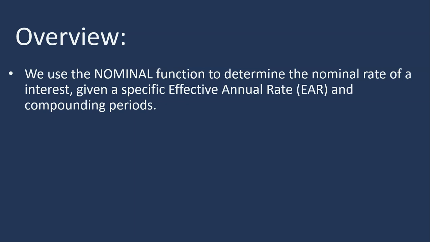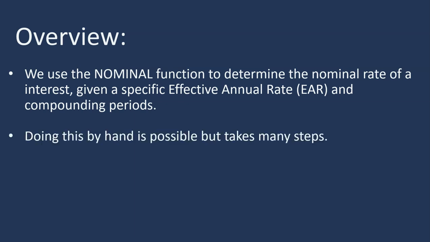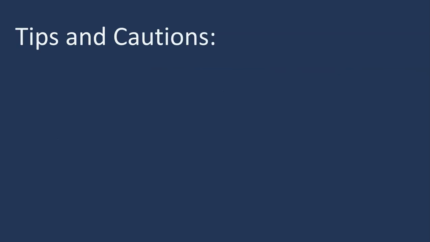We have another video that refers to how to take a nominal rate and convert it into an effective annual rate. But here, we're given an effective annual rate and we're then asked to find a nominal rate to calculate a particular time value of money type of problem. You can do it by hand, but it takes a lot of steps and I wouldn't recommend it, and Excel has a super easy formula/function to use. So a few tips and cautions when going through this calculation.